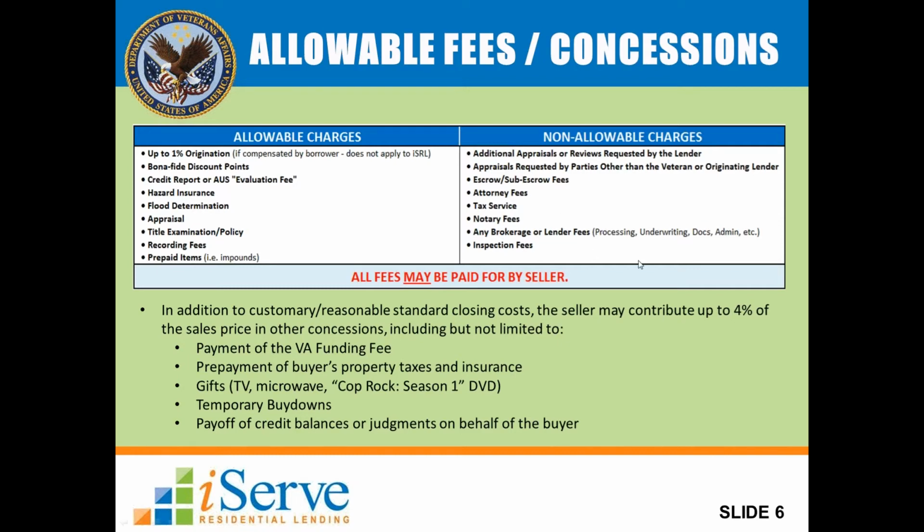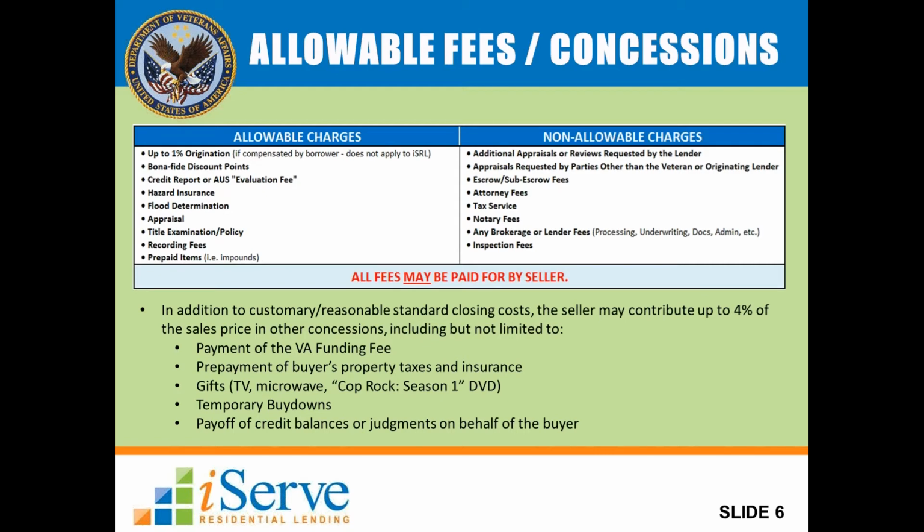As far as the non-allowables, it's pretty much anything else. Now we're talking about any additional appraisals. If we want to get a field review or desk review on the property, then the borrower can't pay for that. If the appraisal was requested by somebody other than the veteran or us as the originating lender, any escrow, attorney, tax service, etc. Any brokerage or lender fees, our fees, cannot be paid for by the veteran. So in the case of a purchase, typically that's going to be picked up by the seller. In the case of a refi, it's typically going to be covered by us.